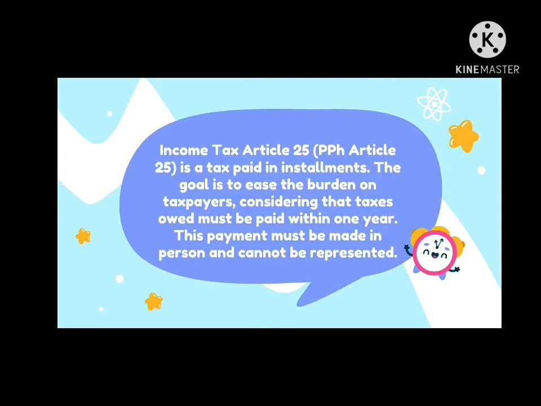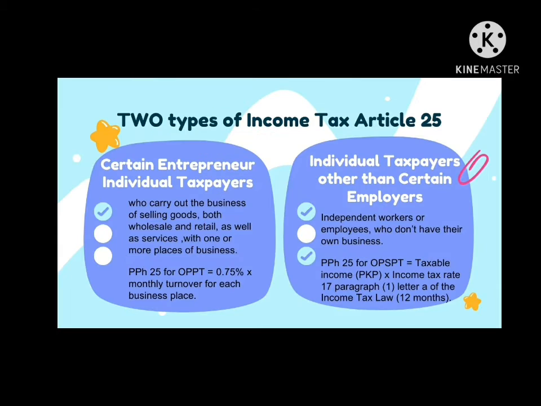Income tax article 25, or in Indonesia, pajak penghasilan artikel 25, is a tax paid in installment. The goal is to ease the burden on taxpayer, considering that tax out must be paid within 1 year. This payment must be made in person and cannot be represented. There are two types of income tax article 25.